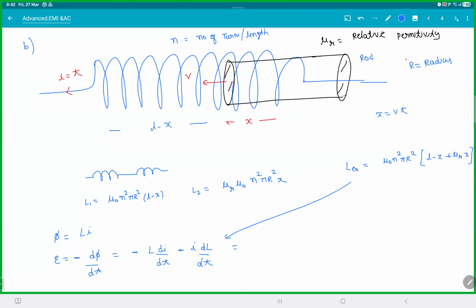That's one more concept. It's like a variable mass system. We have a variable self-inductance. You cannot say E is equal to L di by dt. That's the main thing.